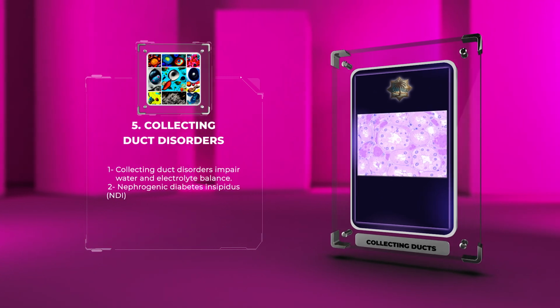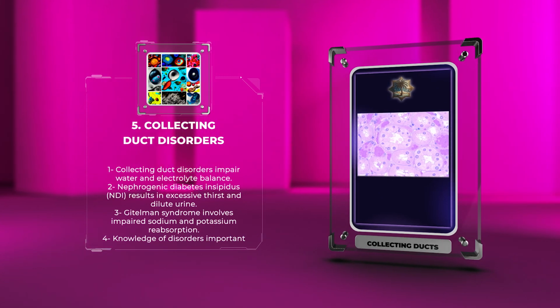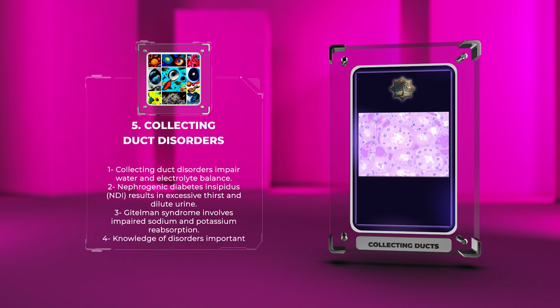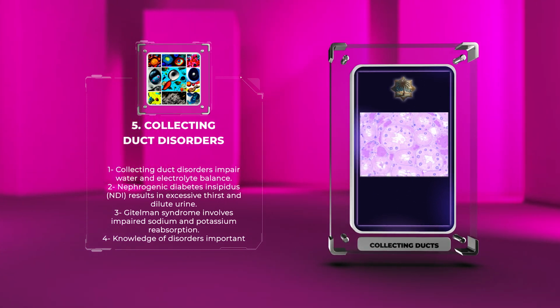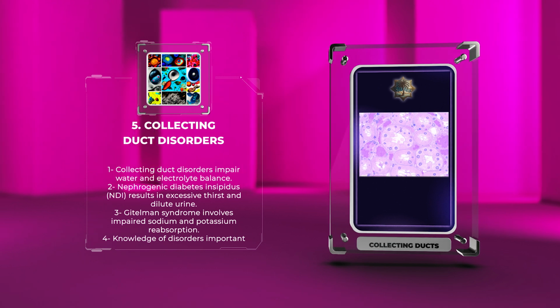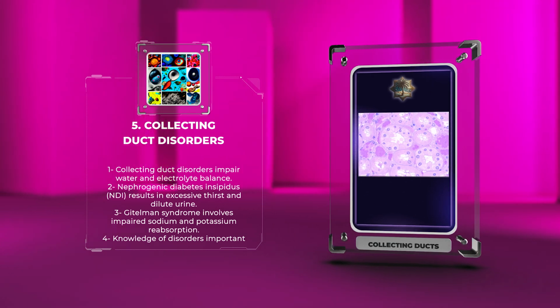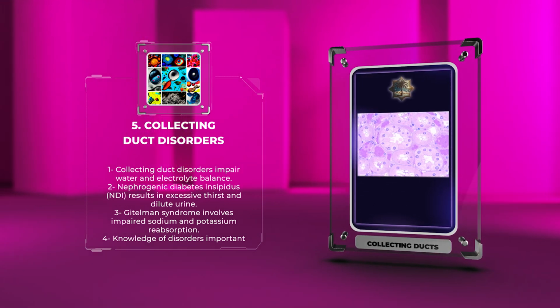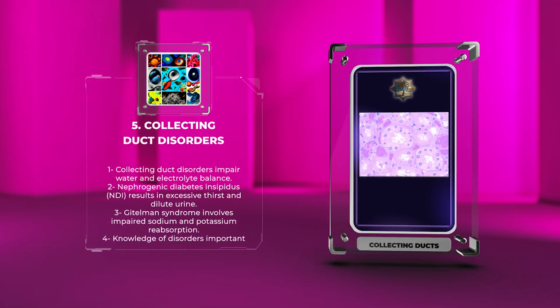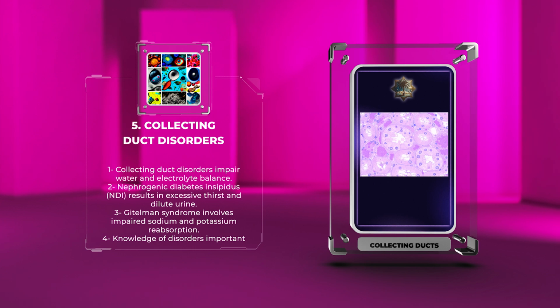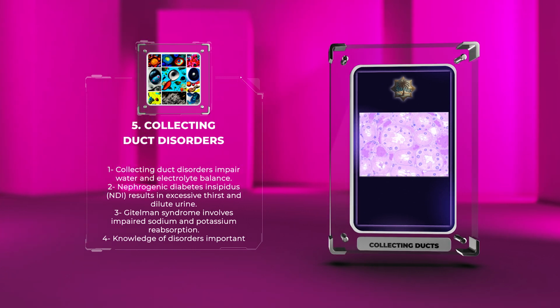Collecting duct disorders, such as nephrogenic diabetes insipidus, NDI, and Gitelman syndrome, can impair the kidney's ability to regulate water and electrolyte balance. In NDI, the collecting ducts don't respond to ADH, causing excessive thirst and dilute urine. Gitelman syndrome involves impaired sodium and potassium reabsorption, resulting in salt and water loss and muscle weakness. Knowledge of these disorders is important for proper diagnosis and treatment.